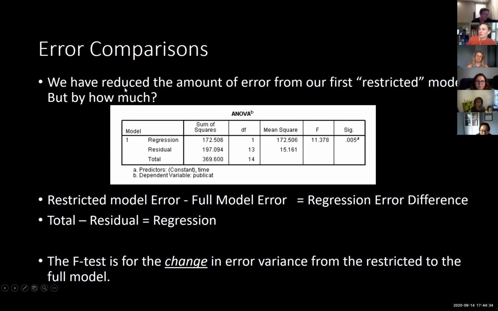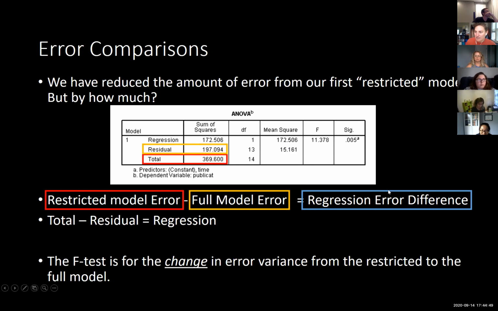Okay. So we did it. And we know how much we did it. This F test is for that change in error variance from the restricted to the full model. I already said that. I just highlight these in another way here because I thought it might have been confusing the other way, and maybe you like these colors better. So here I have the restricted model, I have the full model, and then the difference is the regression model.